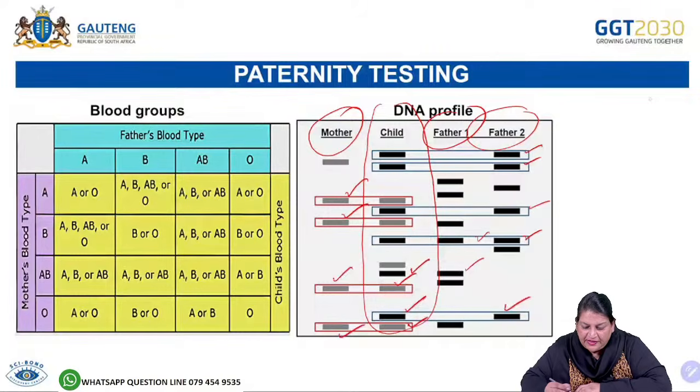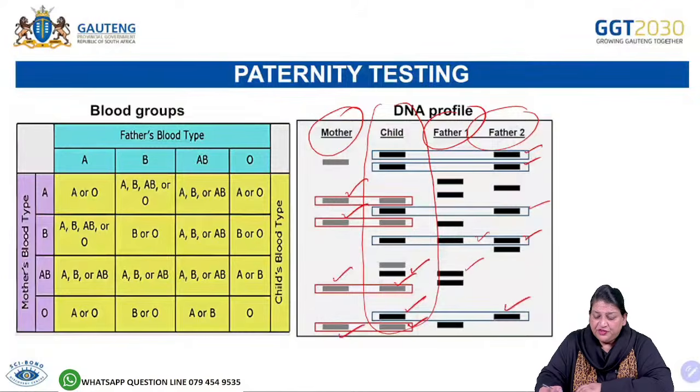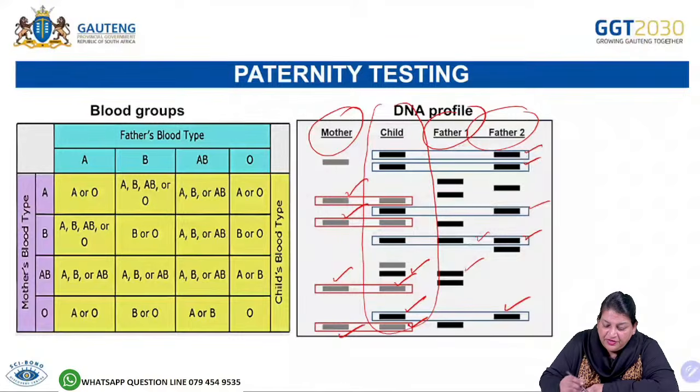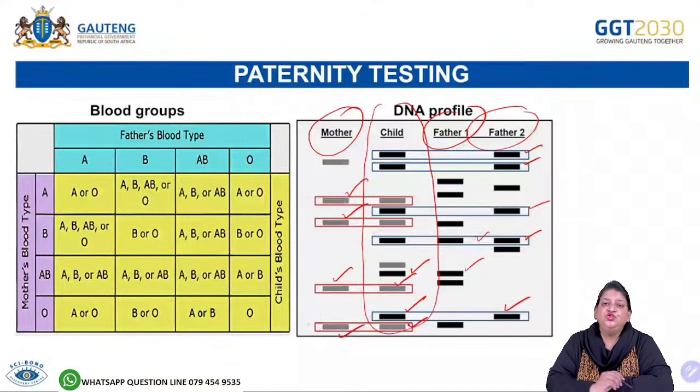So if you compare now, 1, 2, 3, 4, 5, 6, 7. In father 2, 1, 2, 3, 4, 5 out of the 7 DNA bands match the child. But in father 1, only 2 of the DNA bands match the child. So father 2 is a possible father of the child, okay? And then the mother, you can see she's got 1, 2, 3, 4, 5 genetic bands, but 4 out of her 5 genetic bands match the child. So the mother and father 2 could be the possible parents of the child, all right?